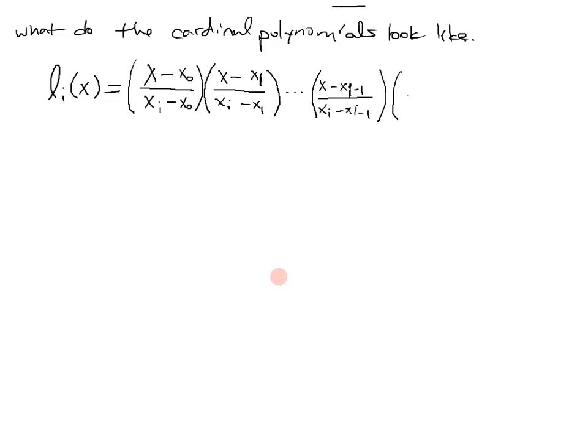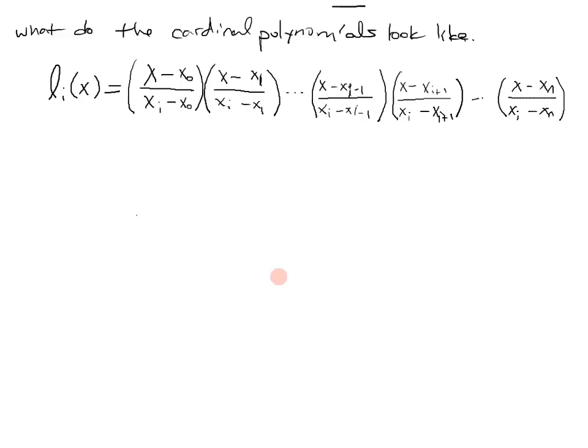Times, and now skip the one with the i in it, because if I did xi minus xi on the bottom, I would get divided by 0. So x minus x sub i plus 1 divided by xi minus x sub i plus 1. And then you keep going all the way to the very end, so you have x minus xn over xi minus xn. Just like that.